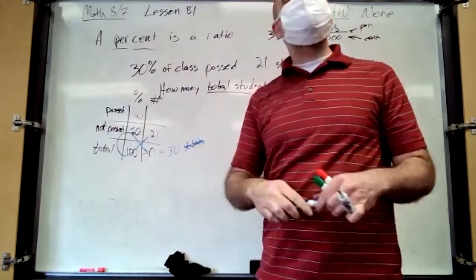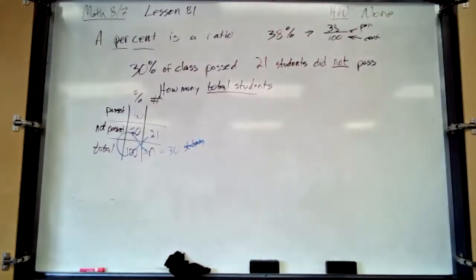Okay. And then just look back at your problem. See if it makes sense. 30% of the class passed. So about a third, right? A little under a third passed. 21 did not pass. Okay, so that means if there's 30 students, about nine students passed. And 9 is almost a third of 30, right? And 30% is almost a third.